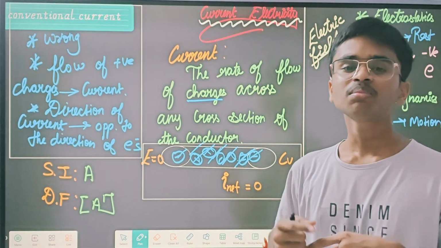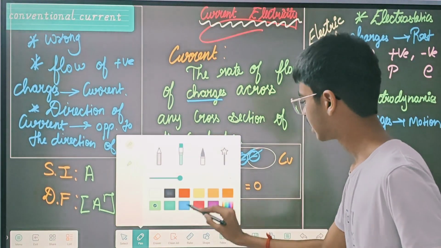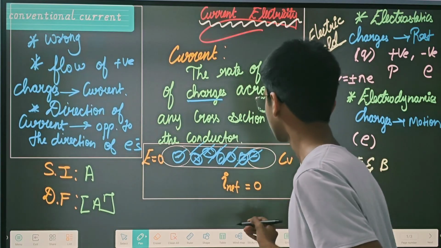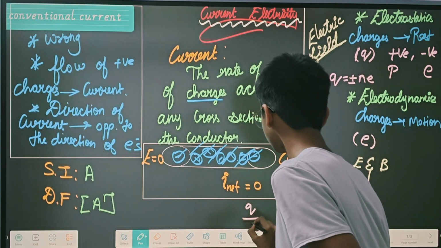So that means it can be reinterpreted as, I will write it neatly, but for time's sake I'm just going to write the formula. So it can be written as Q by T.